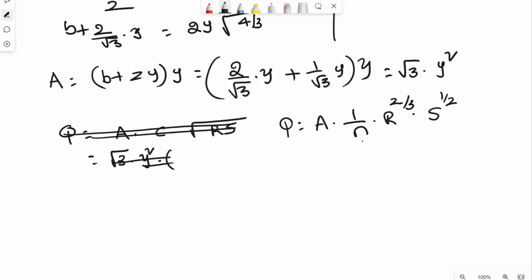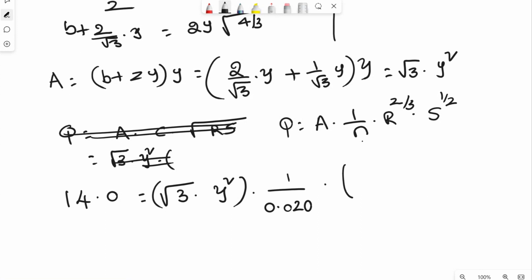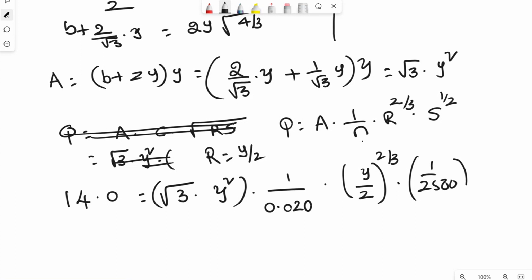So now you substitute the Q value he has given. Q value is 14.0. What is A value? Root 3 into y square. Then 1 by n value is 1 by 0.020, into R, which for the best economical section we can write as y by 2, so y by 2 whole to the power of 2 by 3, and S is equal to 1 by 2500, whole to the power of half. So on the right hand side, everything is in terms of y only. If you work it out, you are going to get 1.09 y to the power of 8 by 3.